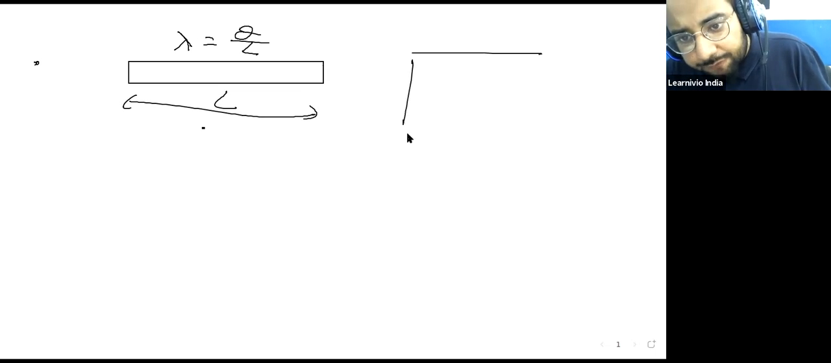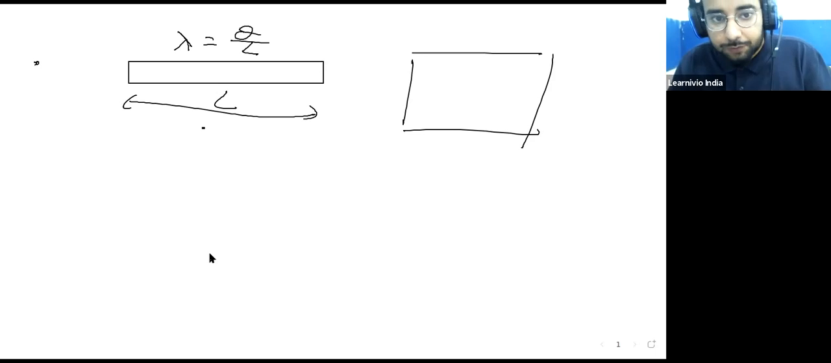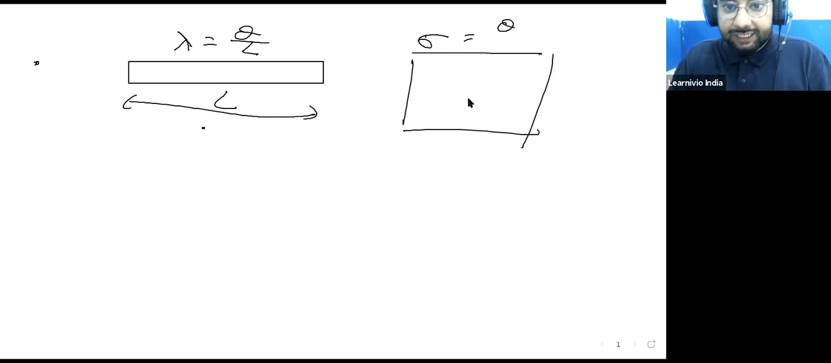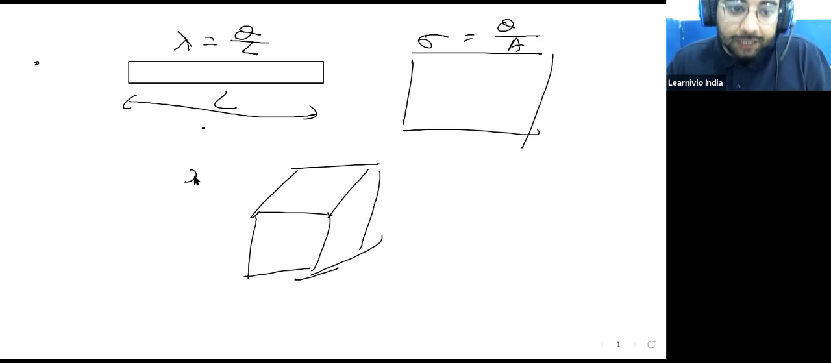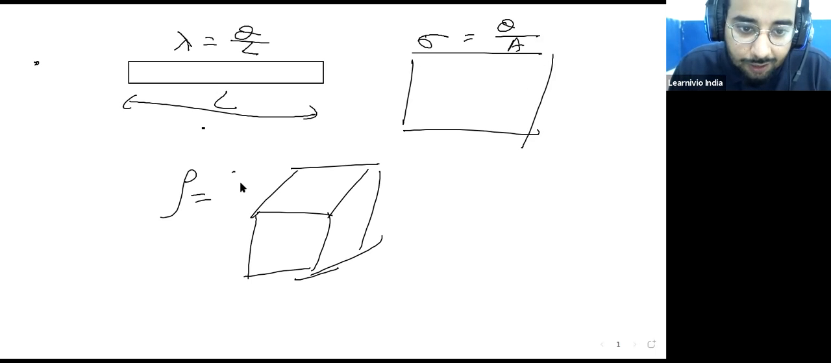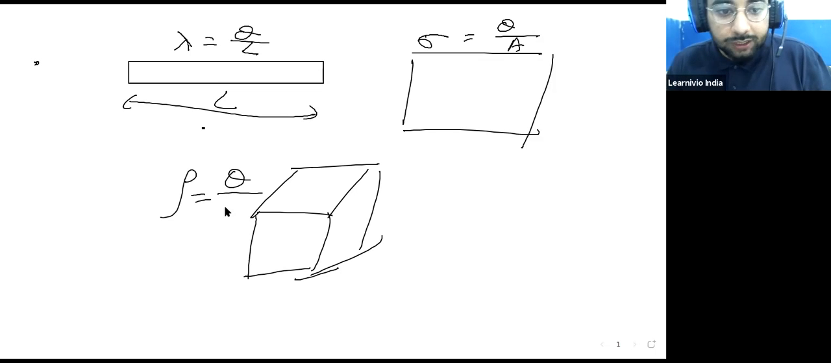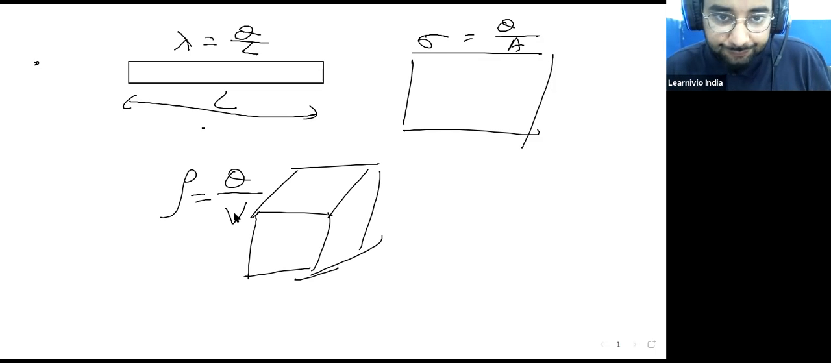Similarly, we'll soon talk about charged sheets as well. There you will again have a charge density, which we denote by sigma, which is the total charge on the sheet divided by the total area. And when we talk about three-dimensional objects, we'll define capital rho as the charge density, the total charge on this three-dimensional object over the total volume. Does this make sense? This is just notation. Yes, sir.